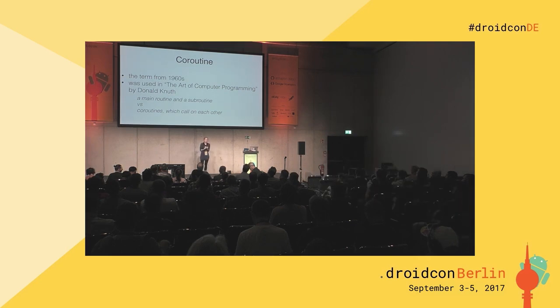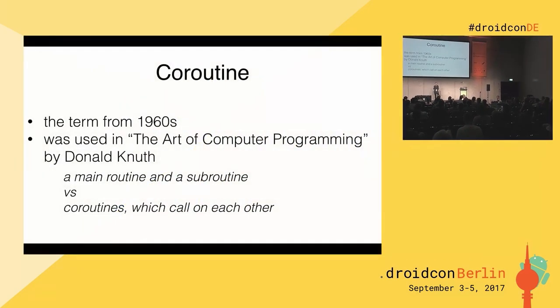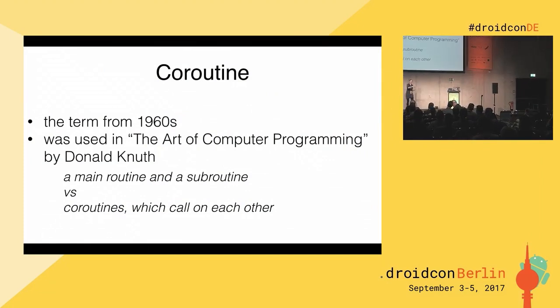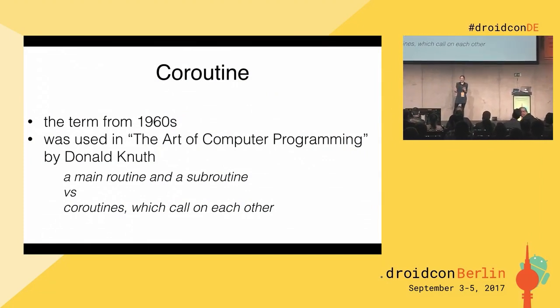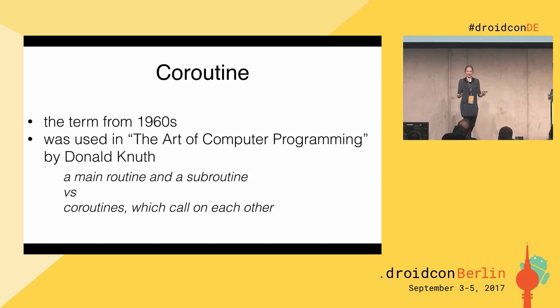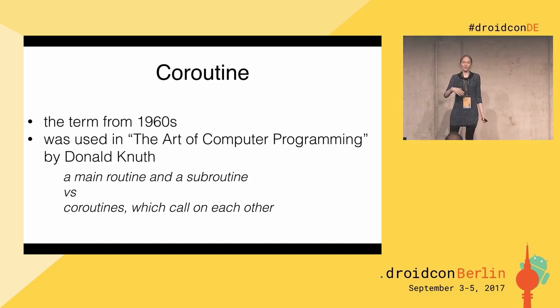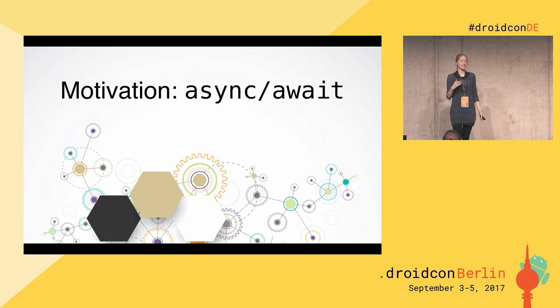Then there is a question: why did we need to return this concept from the past now, today, when we already have threads and other means to do asynchronous programming? The goal of this talk is to answer this why question. At first, we'll start with motivation, and we'll look at async await.